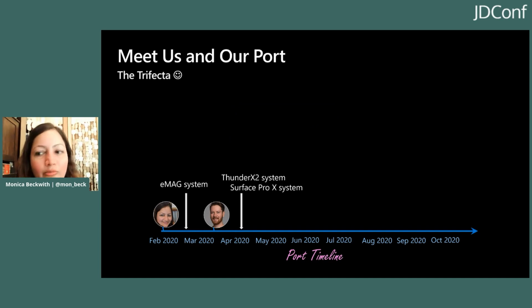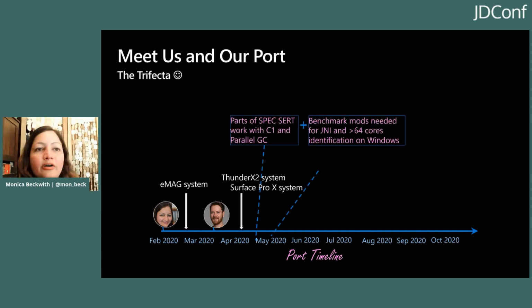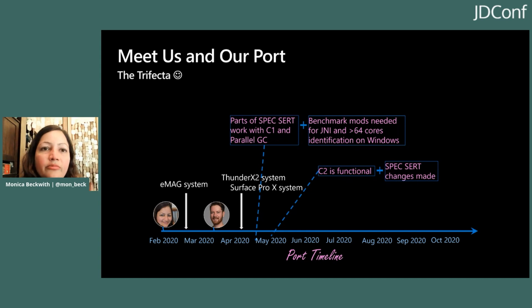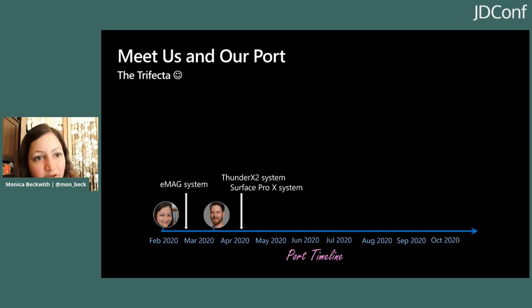And it seems like I'm almost out of time here. I'm going to just quickly go through. So we started with enabling C1, remember the client-side compiler, and parallel GC. We had some Windows-specific core count issues. We enabled that as well. We made sure C2 is functional and then made some more benchmark-level changes in JNI code and everything.